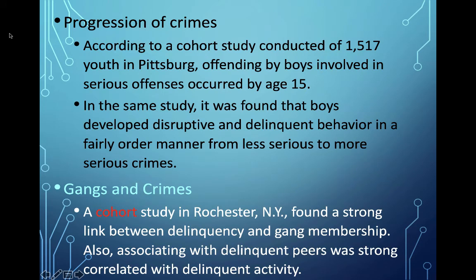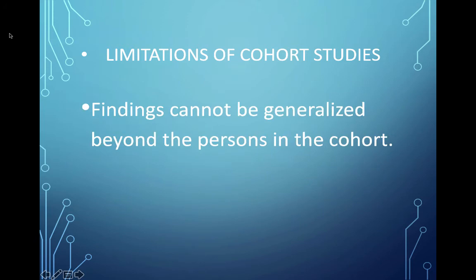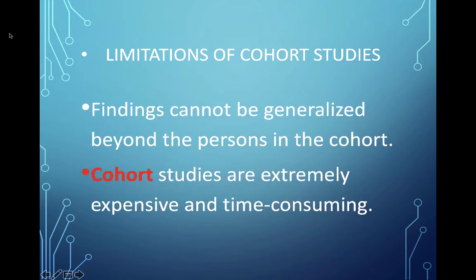And a cohort study in Rochester, New York found a strong link between delinquency and gang membership. Also, associating with delinquent peers was strongly correlated with delinquent activity. There were limitations of cohort studies. The findings cannot be generalized beyond the persons in the cohort, and the cohort studies are extremely expensive and time-consuming.